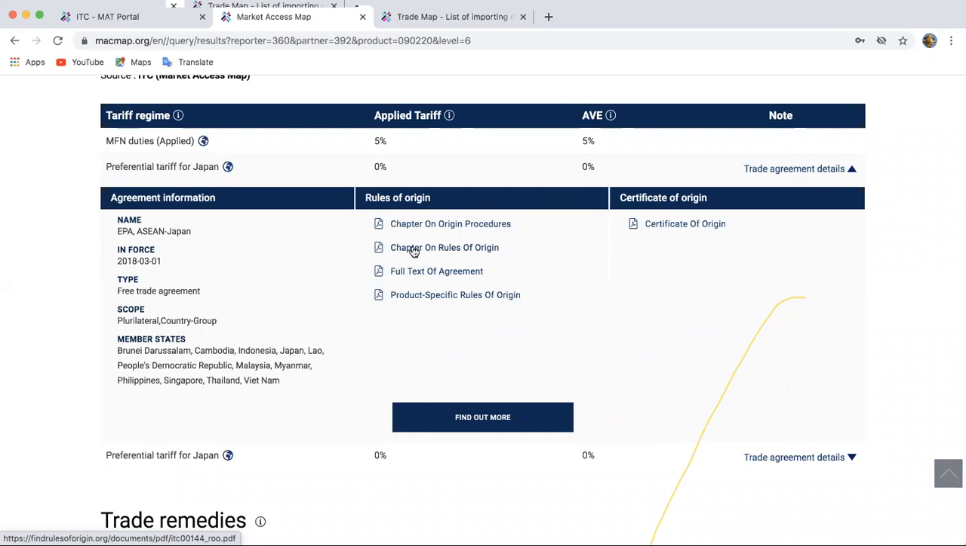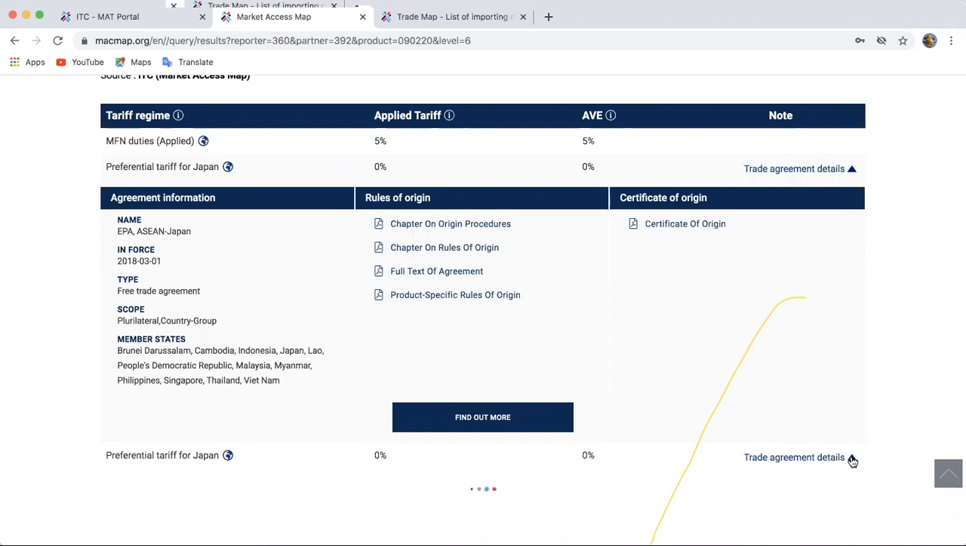And then you need to take care of the certificate of origin. You need to comply and certify your products. So it comes with a whole process, but all the information that is available should be here in the rules of origin, certificate of origin section for these trade agreements.